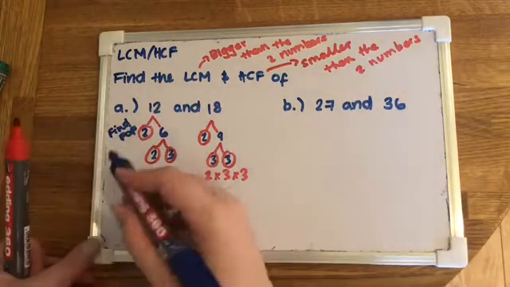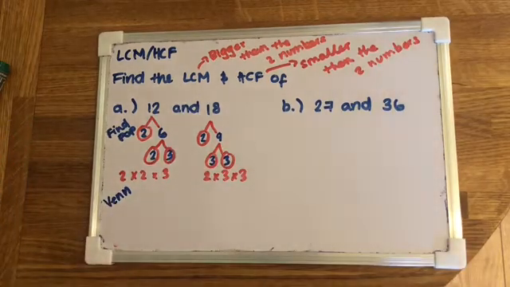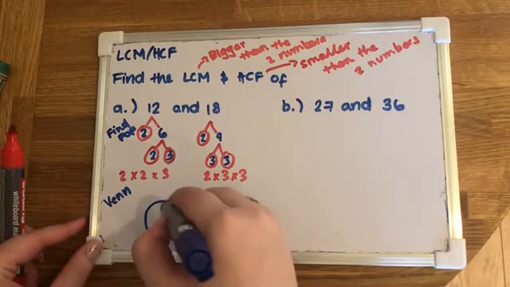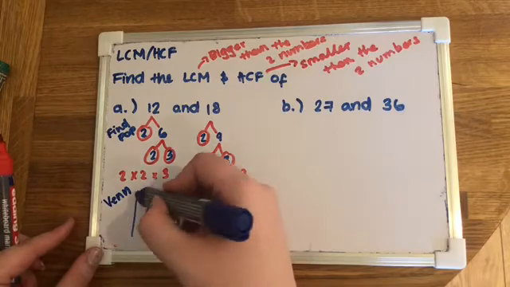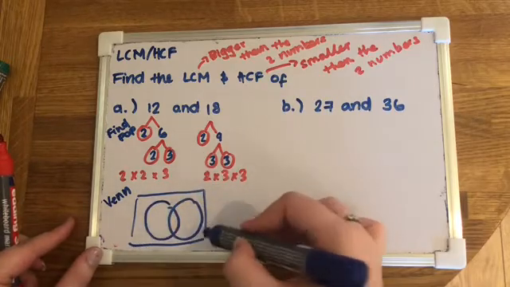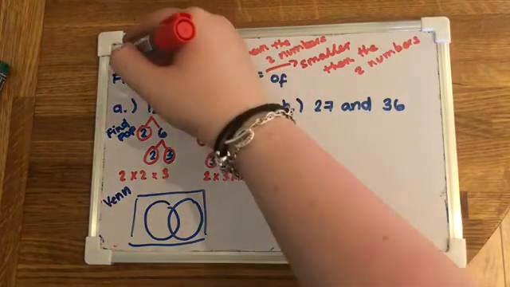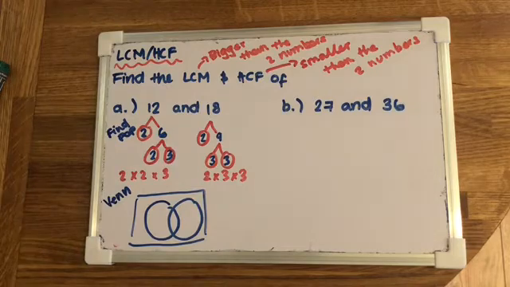Okay, so once we get to this point, we're going to draw a Venn diagram, okay? So if you've never heard of a Venn diagram, all it is is two circles that overlap each other, okay? I'm going to put a box around it. Not that it matters too much with these sorts of questions, but when you do Venn diagrams in statistics, it's really important that you put that rectangle around it. So we're going to put them in for now.